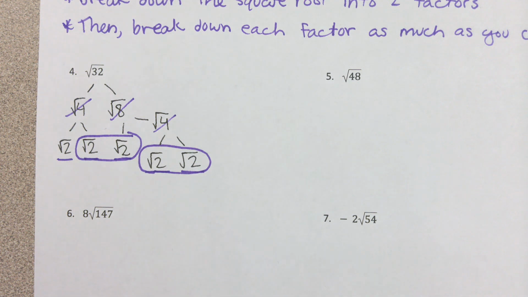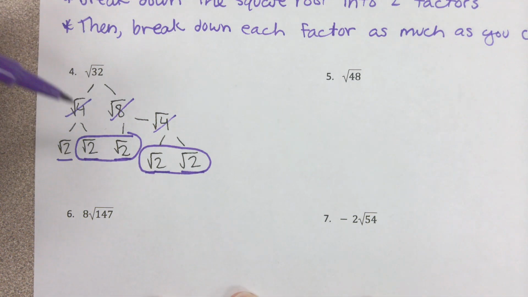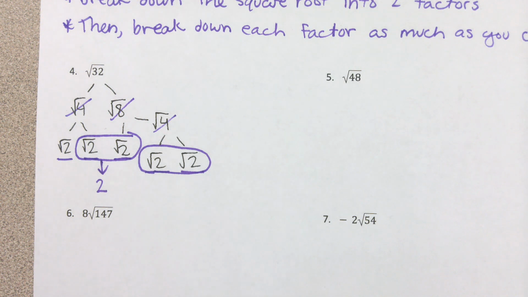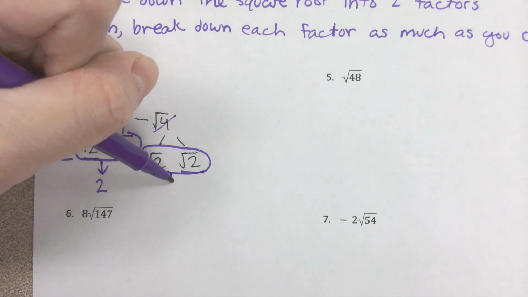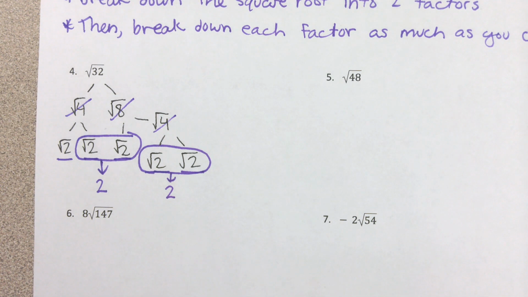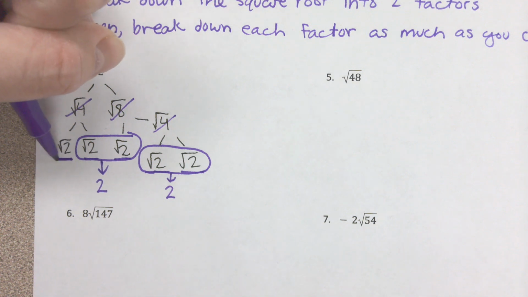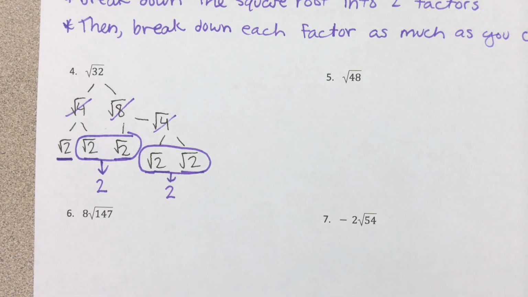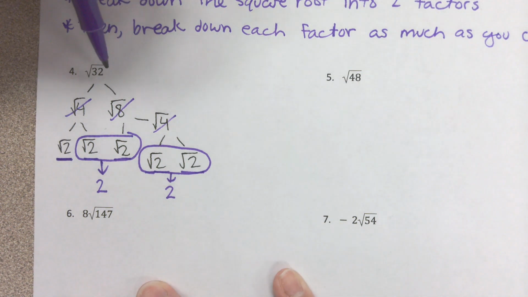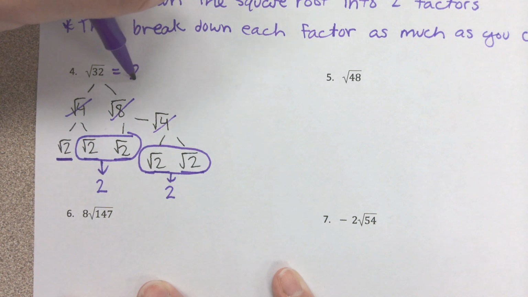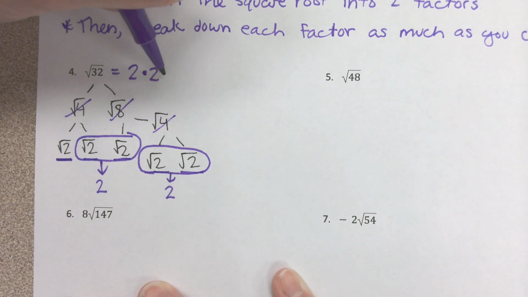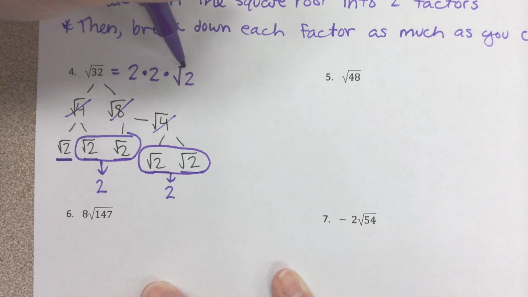So putting together our answer. When we have a pair of 2's, those are going to make just a nice singular 2, no square root. Same thing with this pair of square root 2's. And we still have to include that square root of 2 that's by itself. Putting this all together, we have 2 times the square root of 2.